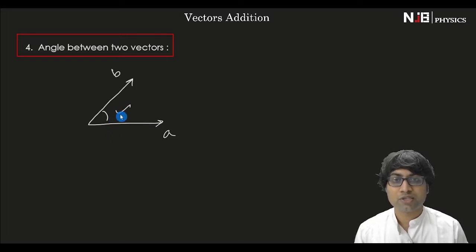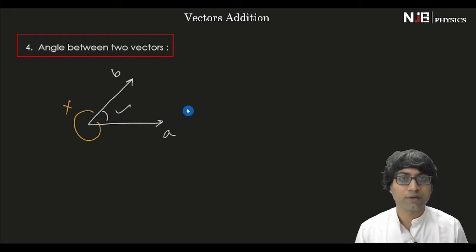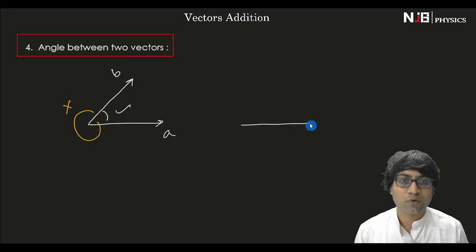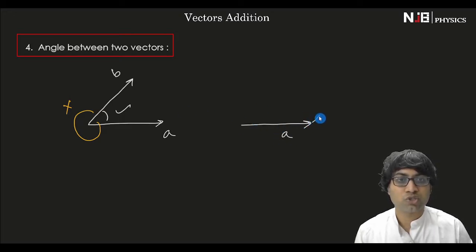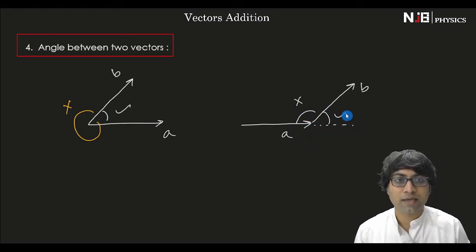So here this is going to be the angle between the two vectors, and this other one is not going to be the angle between the two vectors. Similarly, if we have a situation where one vector is like this and another vector is the b vector, and they are joined head to tail, then this is not going to be the angle between the two vectors. The angle between the two vectors will be this angle.